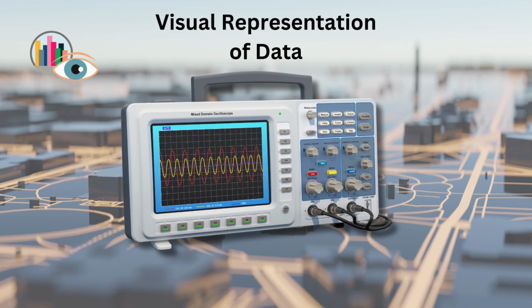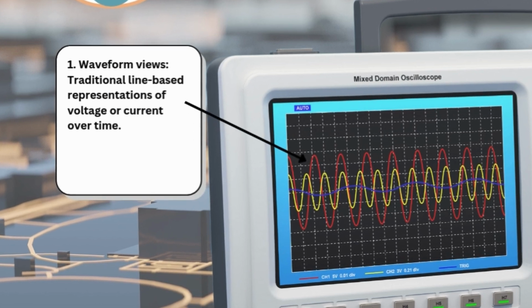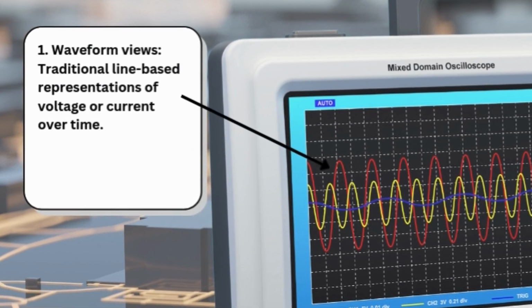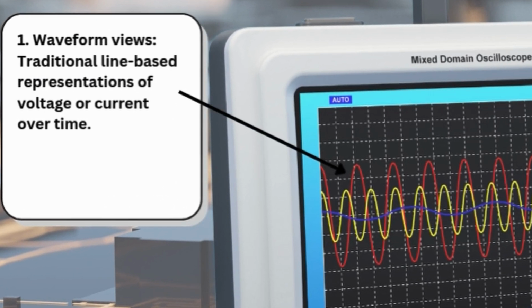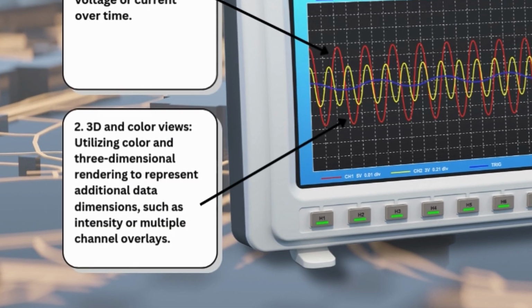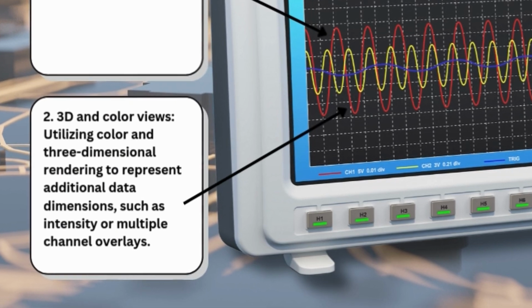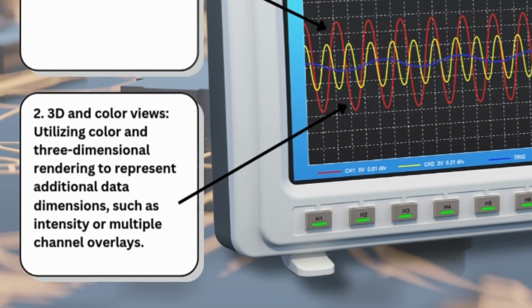Today's oscilloscope displays can represent data in various ways, including Number 1. Waveform views. Traditional line-based representations of voltage or current over time. Number 2. 3D and color views. Utilizing color and three-dimensional rendering to represent additional data dimensions, such as intensity or multiple channel overlays.